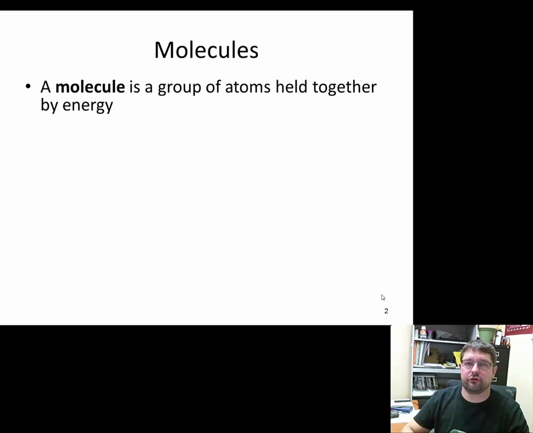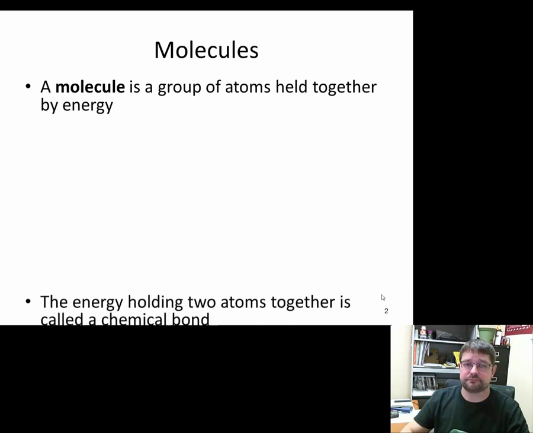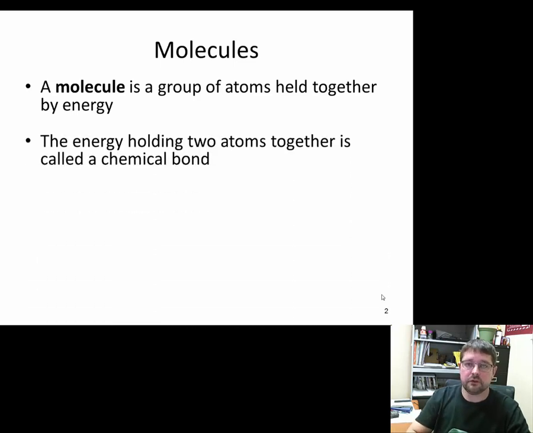Alright, so let's talk about molecules in general. Molecules are just a group of atoms held together by some kind of energetic force. It can be 2 atoms, it could be 50 atoms, 100 atoms, whatever. It doesn't really matter, but nonetheless, they're held together by some energy. Sometimes they can be held together by multiple energy forces. That energy that's holding those atoms together is what we call bond energy or chemical bond energy.